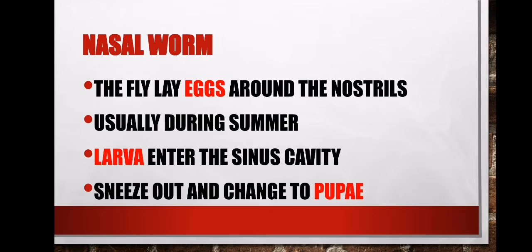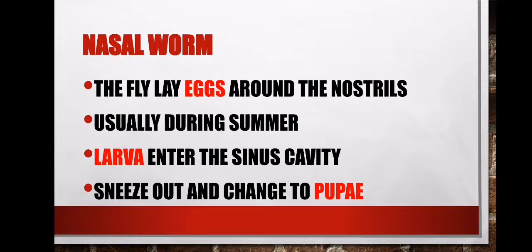Earlier on, we looked at the ticks as external parasites. We tried to categorize them based on their life cycle. Now we are taking it further and looking at the nasal worm and the blowfly. It's very simple. I'll just brief you on what is crucial from this presentation.